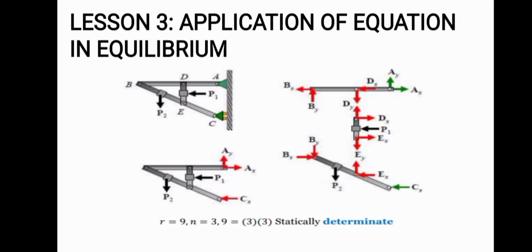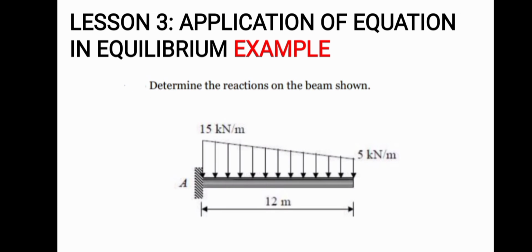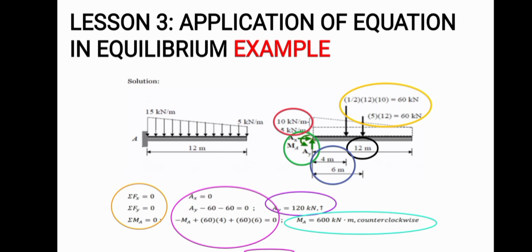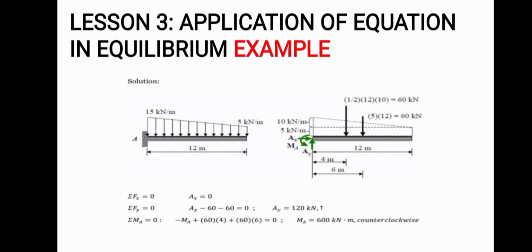So therefore, we can solve those reactions using the equations of equilibrium. Here we have an example. Determine the reactions on the beam shown. As we can see, we have a fixed support, and this is a cantilever beam. We have here the reaction AX, we also have the reaction AY here, and we have the moment at A here. Now since we have 3 reactions and only 1 member, so 3 equals 3, this is statically determinate.